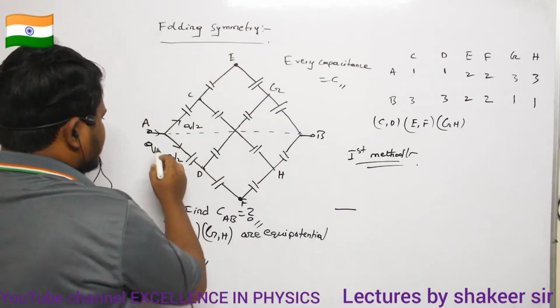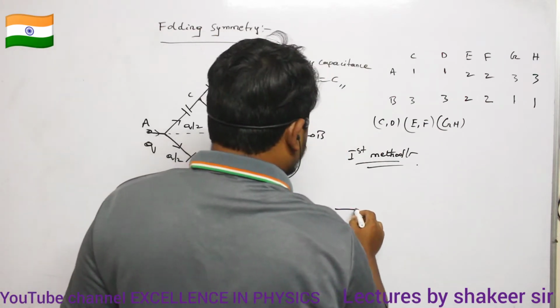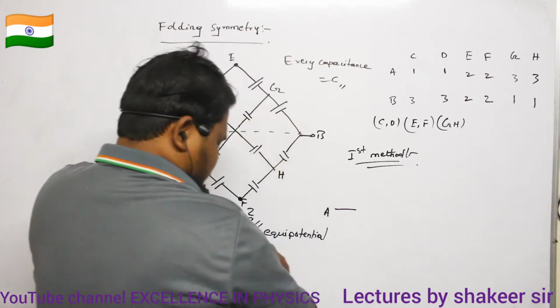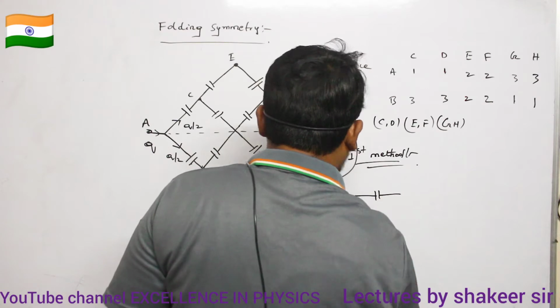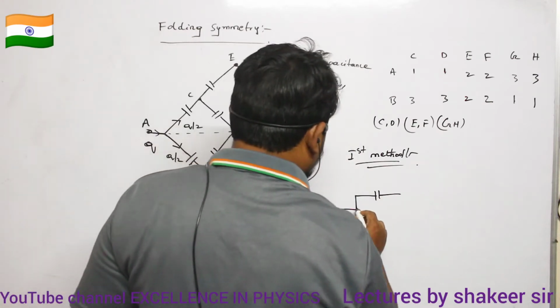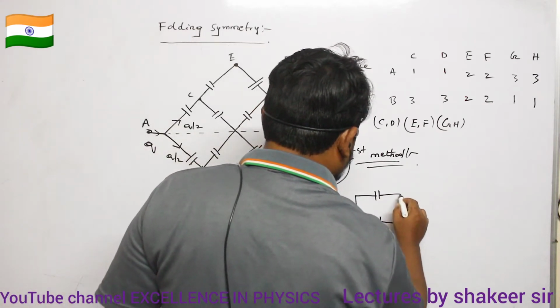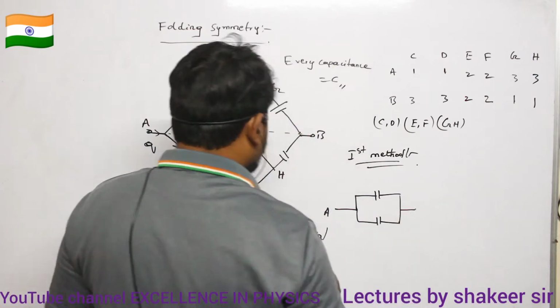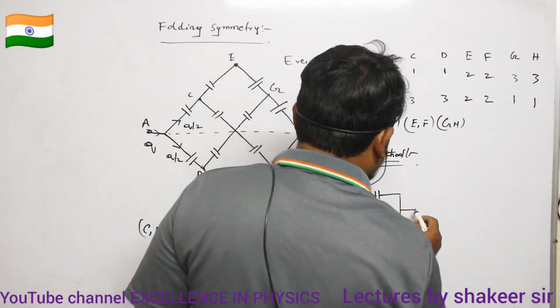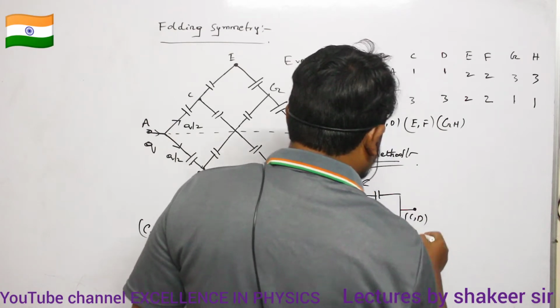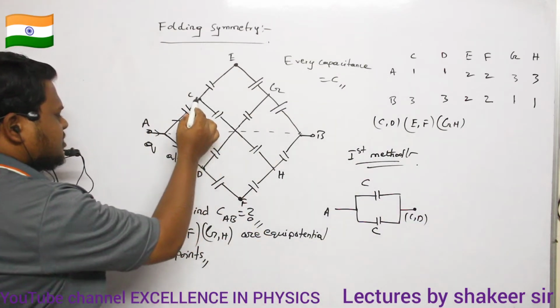So C and D, if you join, from A to C there is one capacitor. So this is A, clear? From A to C there is one capacitor. From A to D also there is one more capacitor. Clear? So this is C, this is also C. Now what is this point? This point is C comma D. That's all, no? This point I can name as C and D.